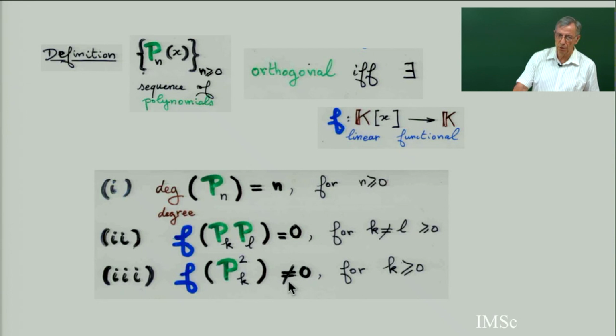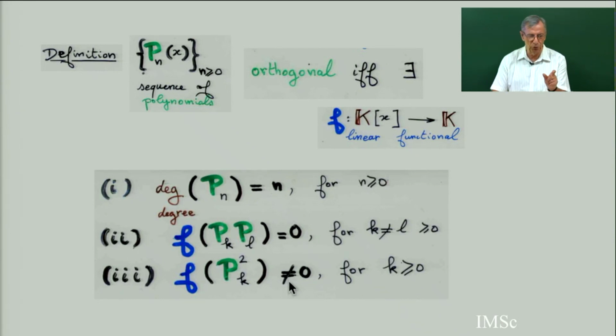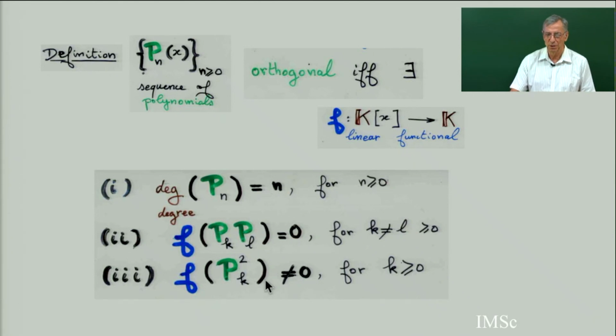So maybe I should say that the ring is a domain. If the product of 2 elements is 0, then each of the elements is 0. But this is an important condition when you are on real numbers. This must be non-zero.